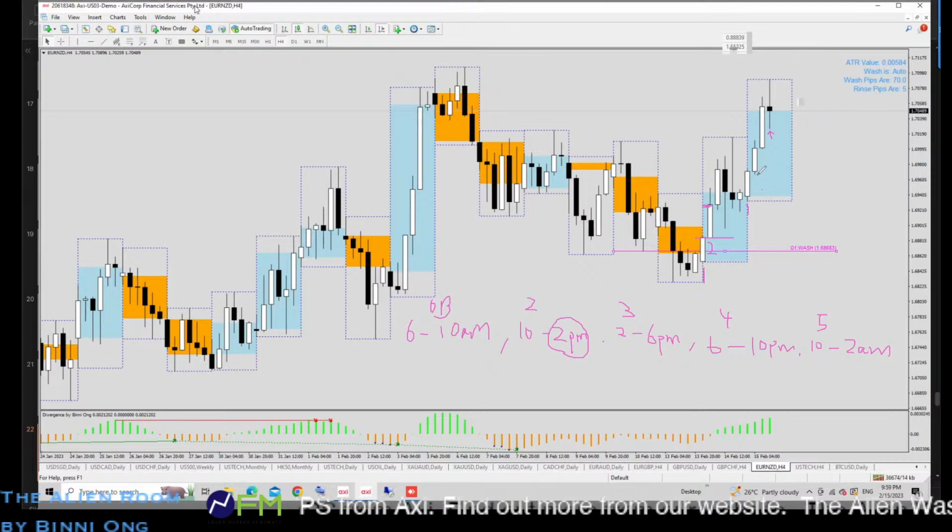Now, right now, this one here, very easy. This is the first bar, second bar, third bar. Look at the time. Time is approaching 10. So therefore, we are on the fourth bar.